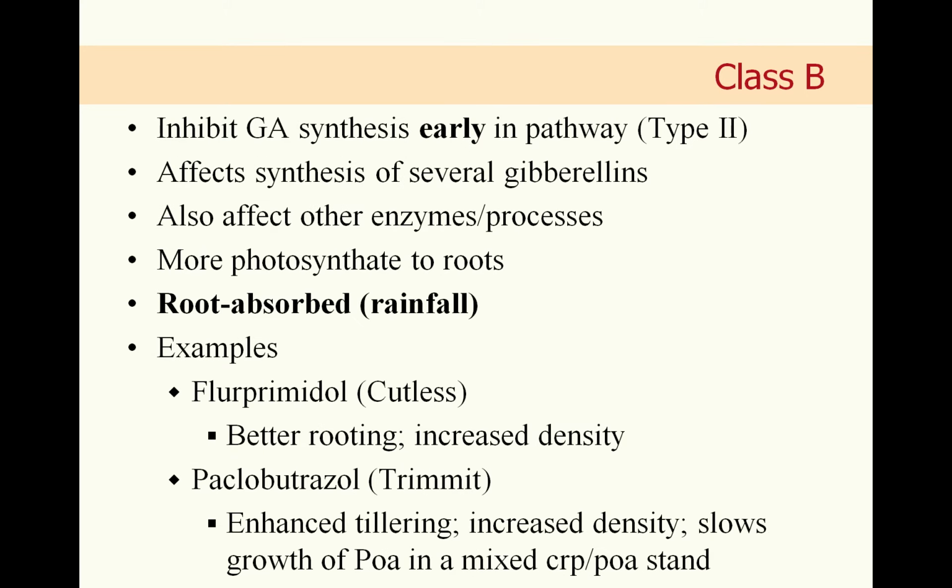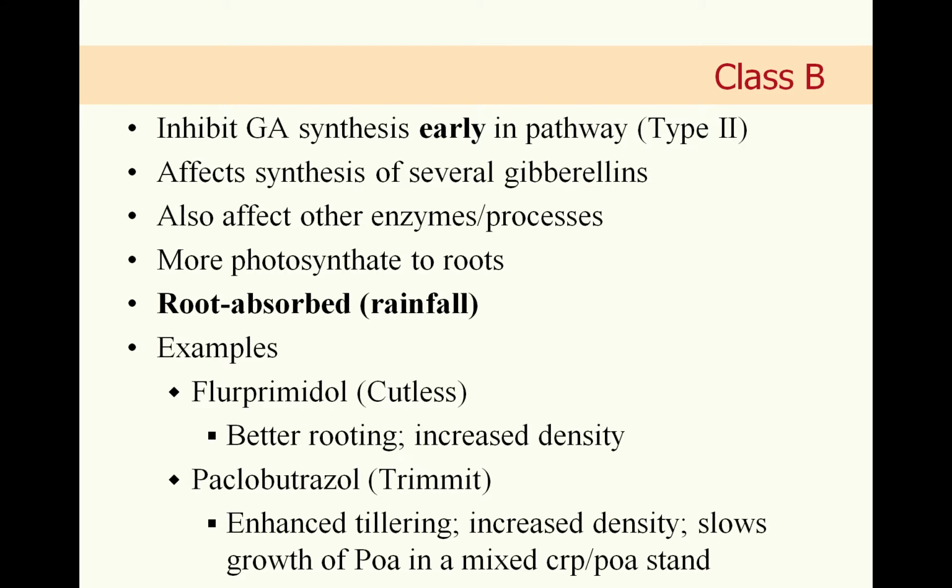So Class B would be very similar in terms of their mode of action. The difference with this group is that it inhibits the GA synthesis pathway earlier than Class A. Because it's earlier, it affects more gibberellins. There are a number of gibberellins, and they are all made somewhere in the gibberellin pathway. I'll show you in a little bit where in the pathway the regulation occurs, which determines how many gibberellins you affect. Really, there might be just a couple of gibberellins that affect cell elongation.